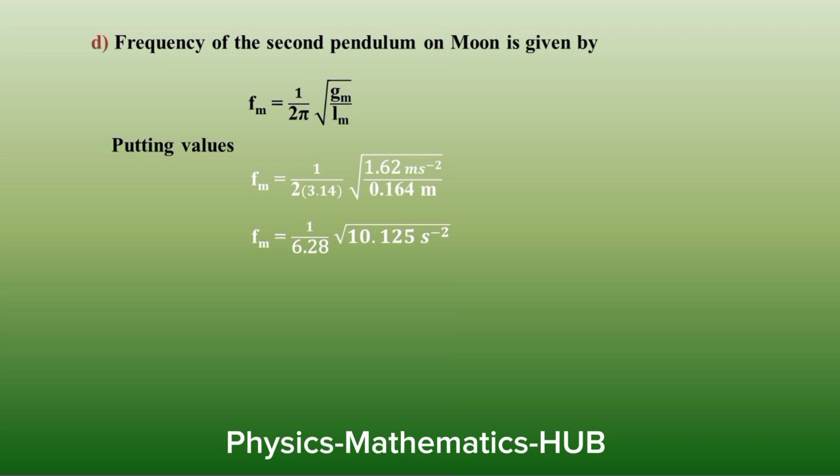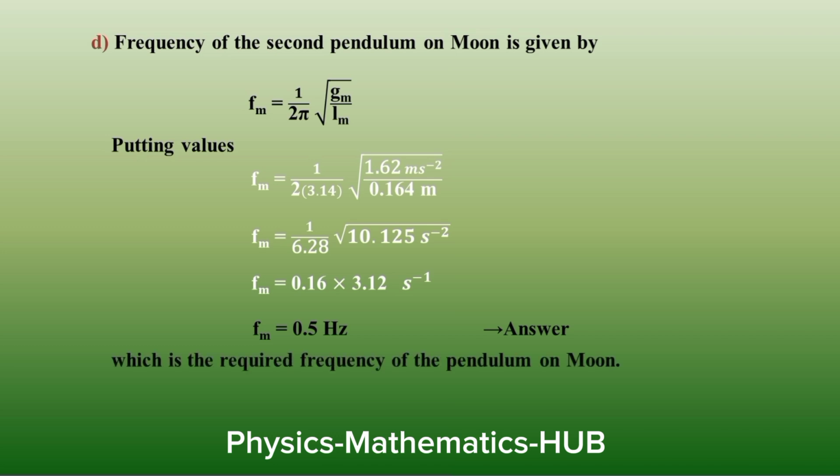Simplifying the fraction part in the square root, we get 1 over 6.28 into square root of 10.125 per second square. Further simplification gives Fm is equal to 0.16 multiplied by 3.12 per second. Finally, we get Fm is equal to 0.5 Hertz, which is the required frequency of the pendulum on moon.